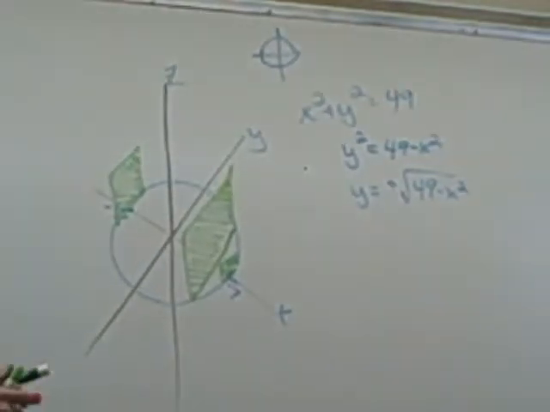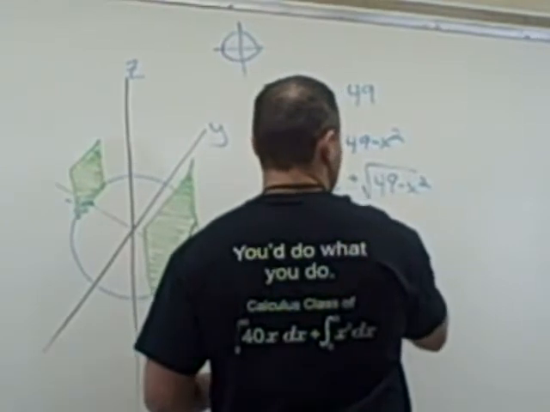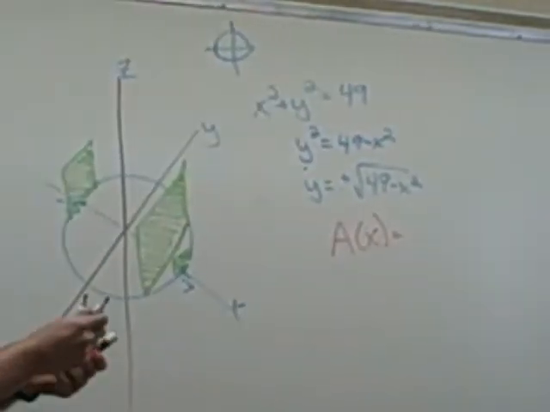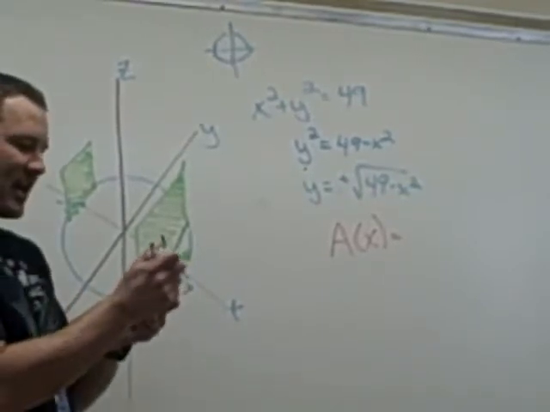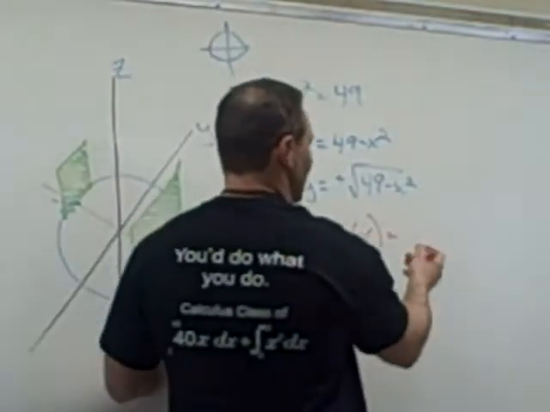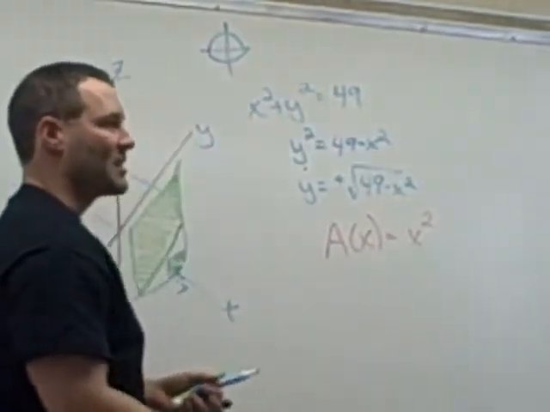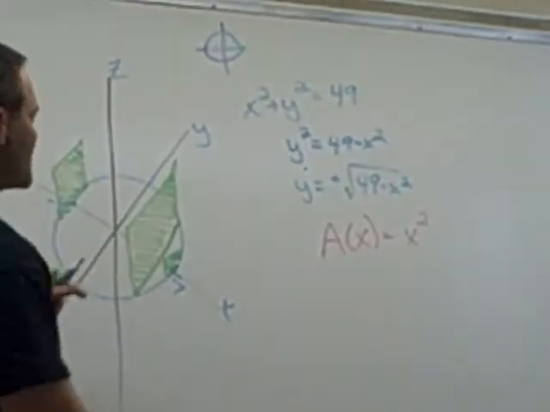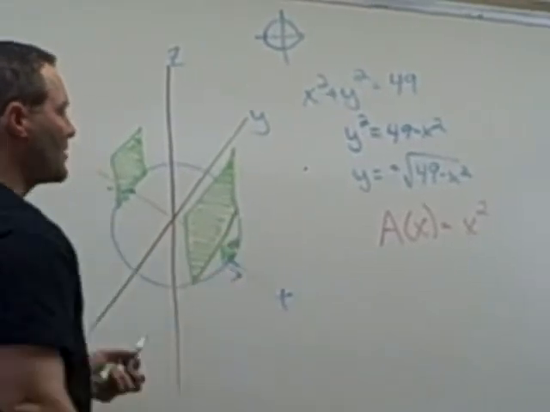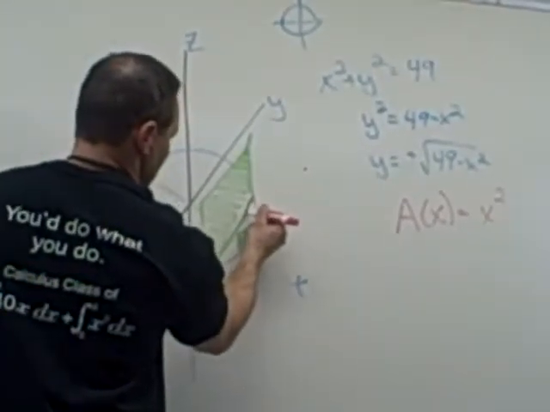All right. So we need to find out what A of x is. In this case, what kind of shape is the cross section? Square. Good. And how do you find the area of a square? It's just the base squared, right? So all we really have to do is find out how long this base is, square it, and we have the area of the cross section represented with a function. So how long is this base?